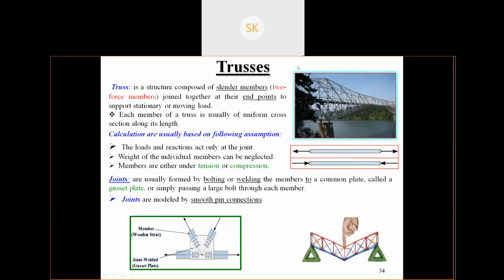Because I have to complete this section also. If I have time at the end of the section, I'll again explain what is the need of those three. So we'll discuss truss.